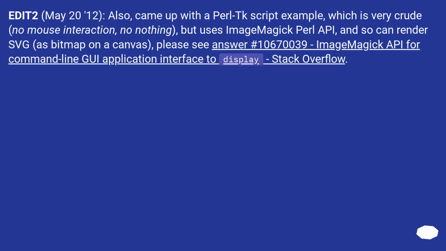Edit 2, May 2012, also came up with a Perl Tk script example, which is very crude, no mouse interaction, no nothing, but uses the ImageMagick Perl API, and so can render SVG as bitmap on a canvas. Please see answer number 10,670,039, ImageMagick API for command line GUI application interface to display, on Stack Overflow.